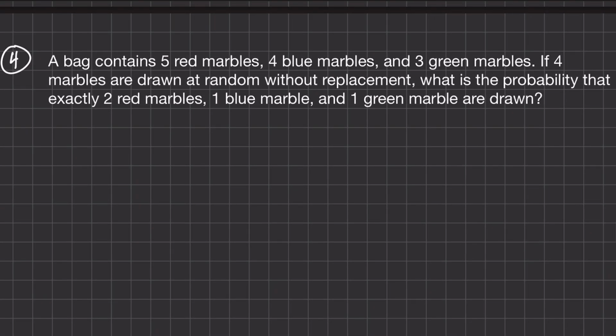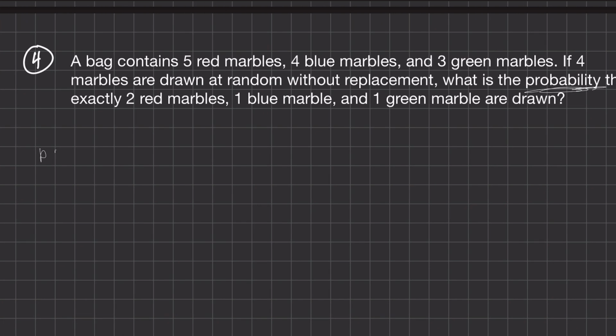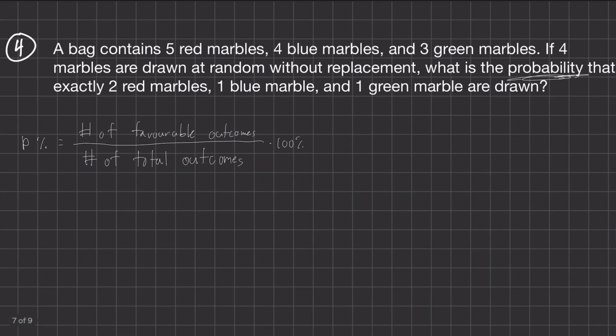Okay, so looking at this, it's a probability question. What is probability? Well, that is just equal to the number of favorable outcomes divided by the number of total outcomes, multiplied by 100%. That's what probability is. And so let's try to visualize this question.